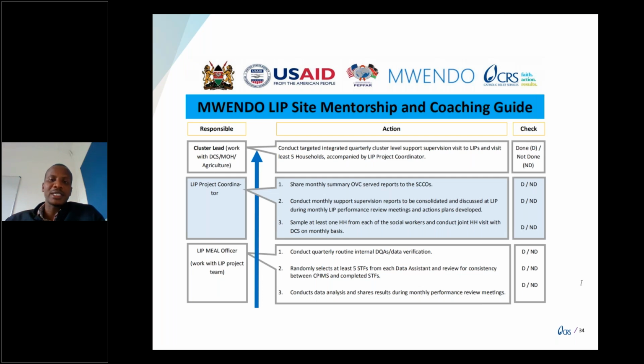These are the people who are working at the LIP level, and we have their roles and actions shown, including sharing of monthly summary OVC served reports, up to ensuring that they sample at least some of the tools that the case managers are using to monitor CHVs. Then we have even the M&E officer. What is their role? So the role of each and every cadre is well set and well defined, so that they can provide the relevant and quality support that is required.